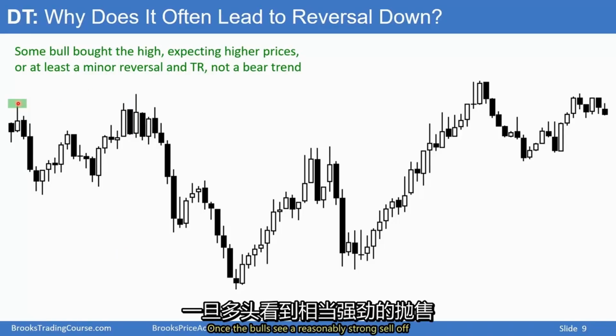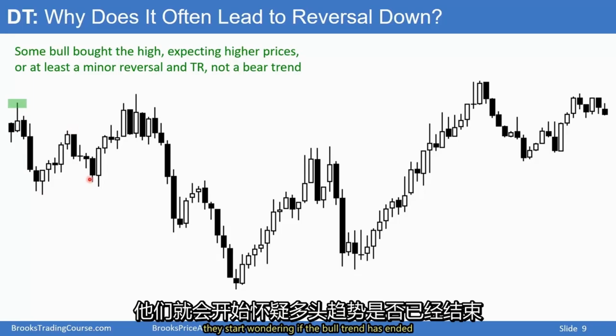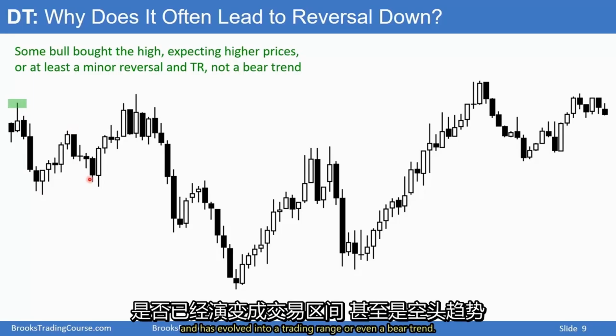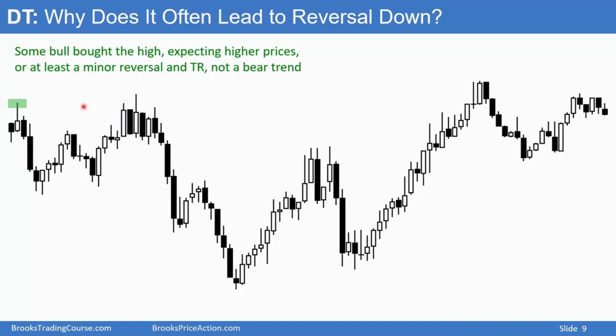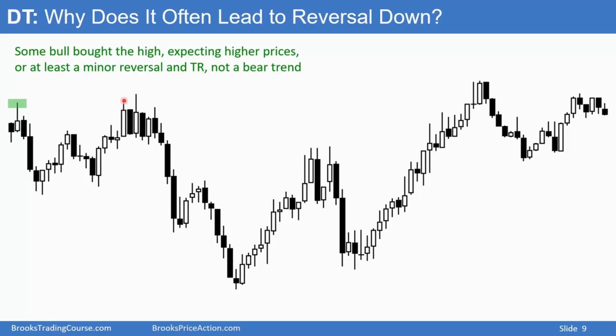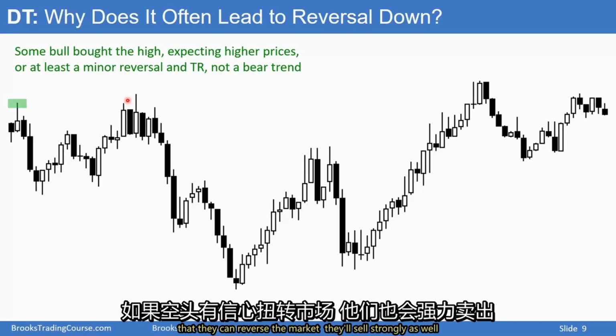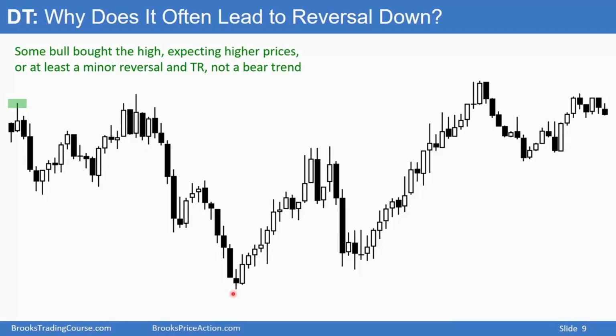Once the bulls see a reasonably strong sell-off, they start wondering if the bull trend has ended and has evolved into a trading range or even a bear trend. And because of that, they'll often look to sell out of their longs around the prior high. If they sell enough, and if bears are confident that they can reverse the market, they'll sell strongly as well, and they can get a reversal 40% of the time.